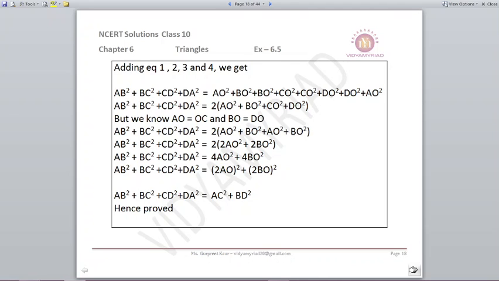It means 4AO square plus 4BO square. What does it mean? I can rewrite it as 2AO the whole square plus 2BO the whole square. What is twice of AO? AO and AO, I can write it as AC square. And twice of BO, BO plus BO, I can write it as BD square. And hence we have proved our left hand side is equal to our right hand side.